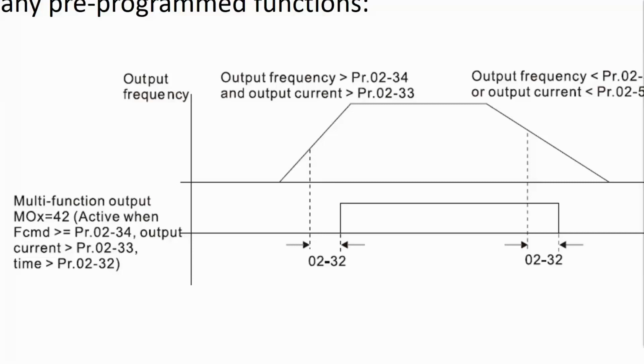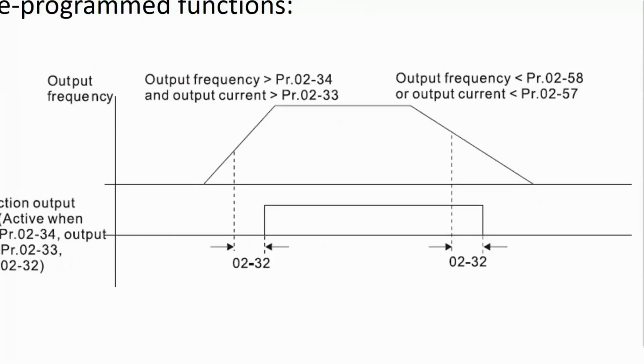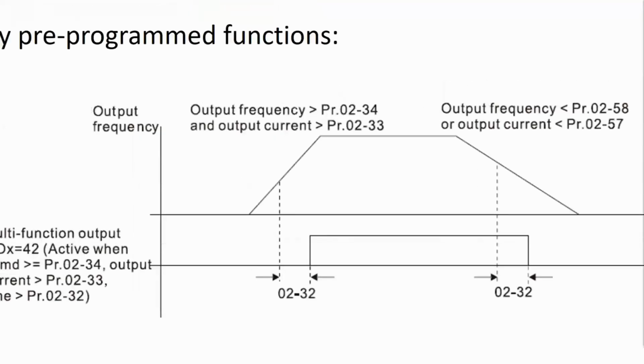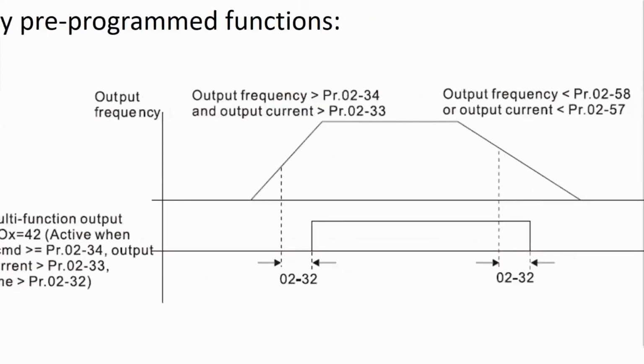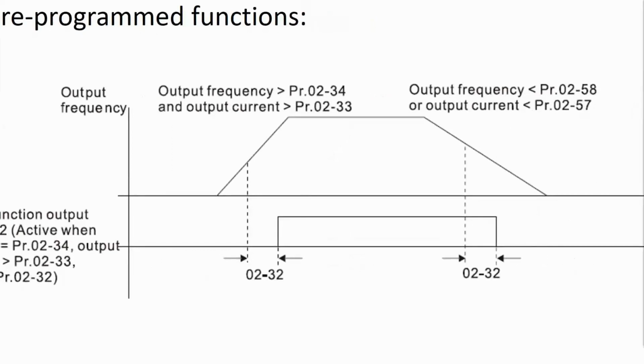Then you can program the output frequency and output current at which the mechanical brake should open, release. And then you can also program the frequency and current at which the mechanical brake should close, or it should engage. And please note that in order to open the relay which controls the mechanical brake, you have an AND function between the output frequency and output current. That means that both conditions have to be met in order for the mechanical brake to open.